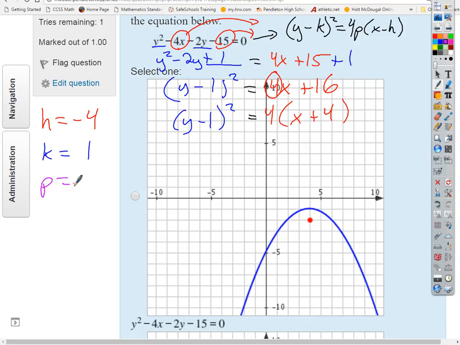And if the number in front of the x is a 4, that's equal to 4p, right? So what's p? 1. 4 divided by 4 is 1, right? So that's all the stuff we need after we've completed the square. Now we just got to find the right parabola. So this one is going to be, we said, a sideways parabola, right? If p is negative, what's it going to look like? No, p is positive, sorry. So it's a sideways parabola opening which way? To the right, because p is positive.